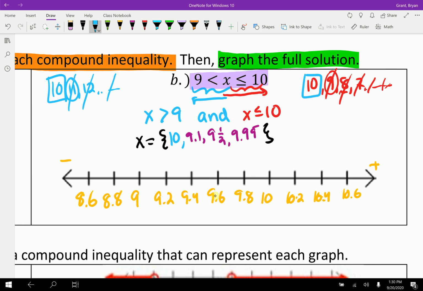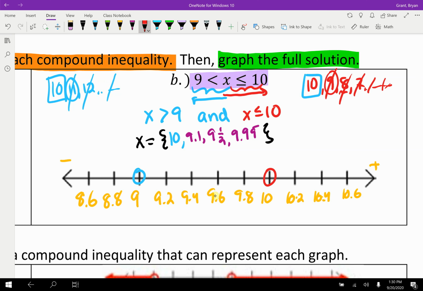How do we start? Well, we put open circles around each of these values, and then we look at those open circles and say, okay, is x allowed to be equal to 9? Well, no. X has to be greater than 9, strictly greater than. There's no equal to, so we keep it open.